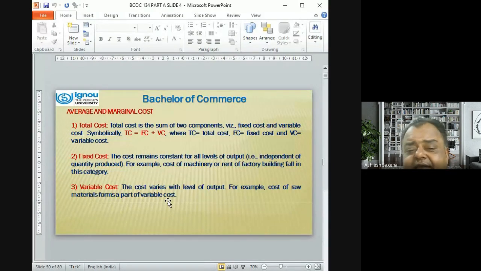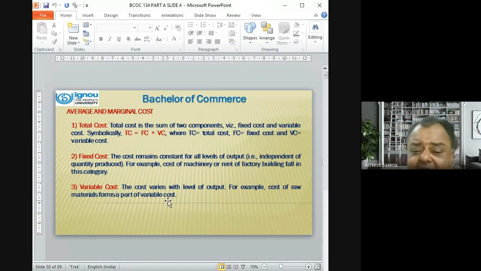Then what is average and marginal cost? Total cost is what? We know that total cost is the sum of variable cost and fixed cost. Fixed cost is the cost that remains constant for all levels of output, that is, independent of the quantity produced. For example, cost of machinery or rent of the factory building falls in this category.